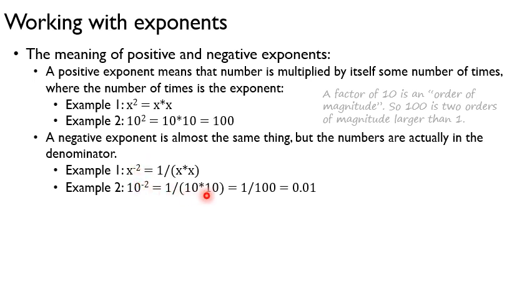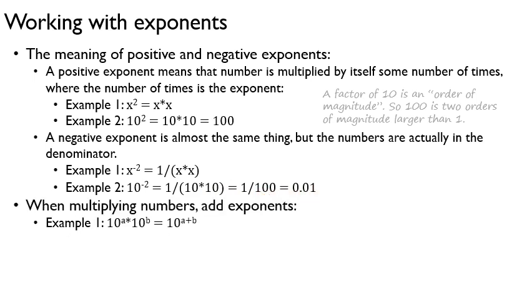So 1 over 10 times 10, which is 1 over 100, which is 0.01. When we multiply numbers, we add the exponents. So for example, if I have 10 to the a times 10 to the b, this is equal to 10 to the a plus b.